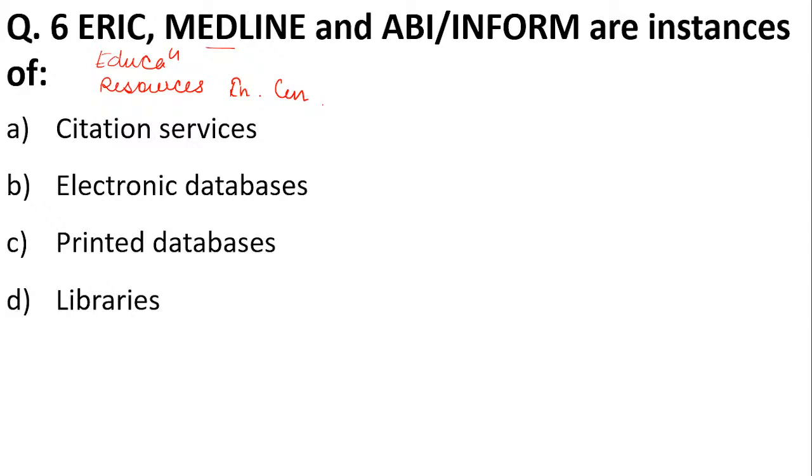And ABI, what is ABI? ABI is Application Binary Interface. It is a computer software interface between two binary modules. So here simply what you have to remember is all these three are a kind of electronic database. What is database? Electronic database is a collection of resources. So here ERIC, Medline, ABI Inform are instances of electronic database.